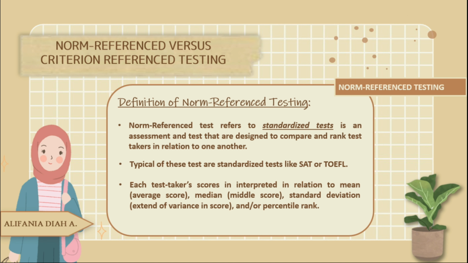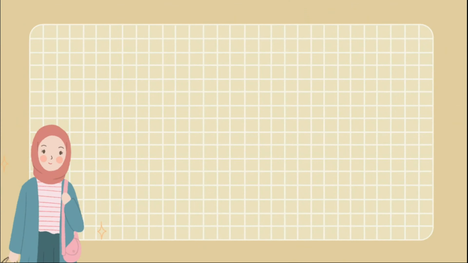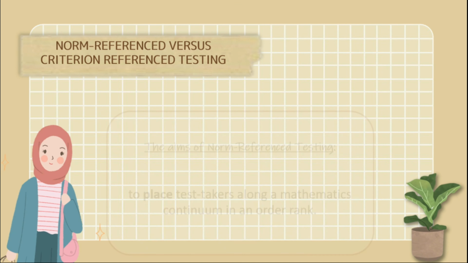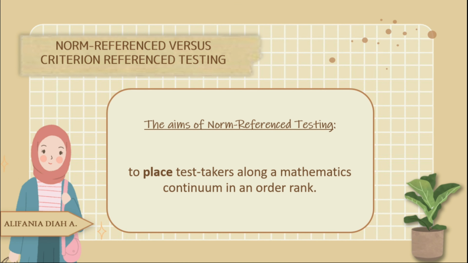So, these tests are intended to be administered to a large audience, with results efficiently disseminated to test takers. And the aim of norm-referenced testing is to place test takers along a mathematical continuum in rank order.